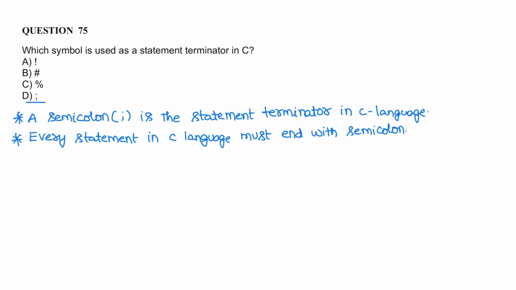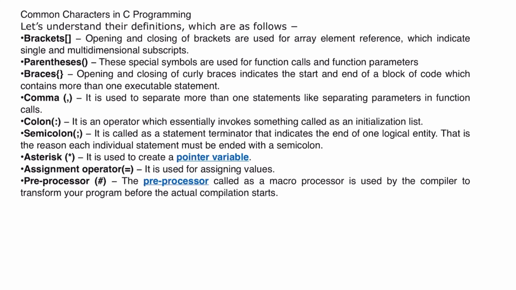Some more points are the common characters used in C programming are brackets, parenthesis, braces, comma, colon, semicolon, asterisk, assignment operator, and preprocessor. Let us see next question.